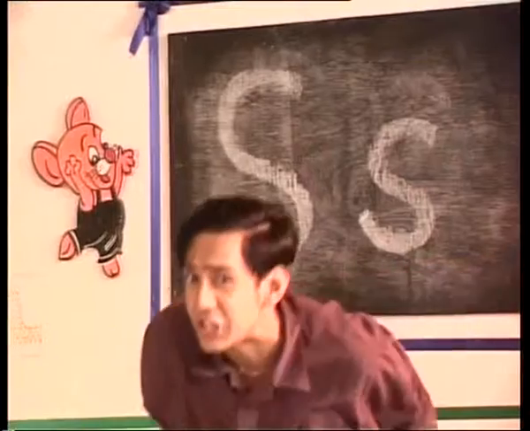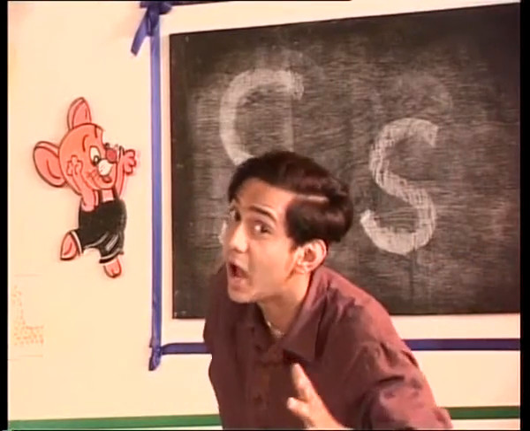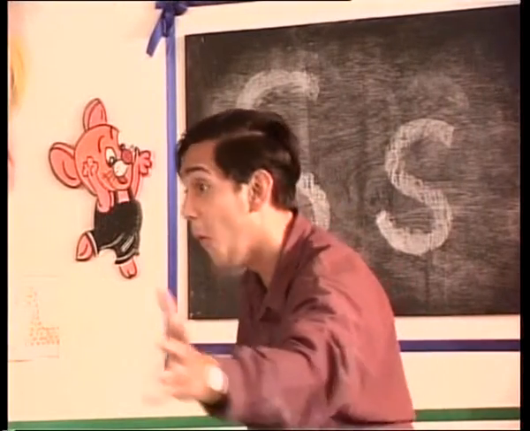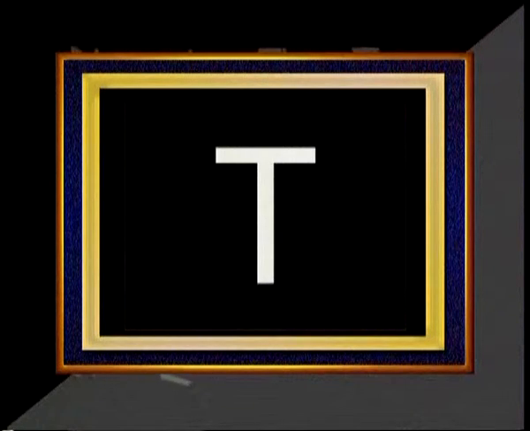Now we will see how to write T. Okay, kids, now I'm going to show you how to write T. So, watch me carefully. One standing line, one sleeping line. Once again, kids, one standing line, one sleeping line. Isn't it easy? Kids, we call this capital T.